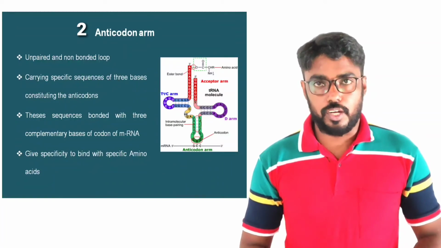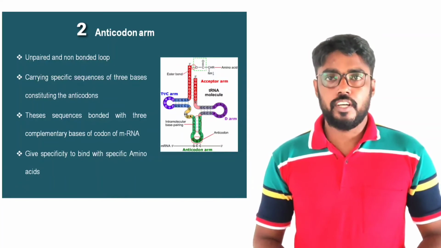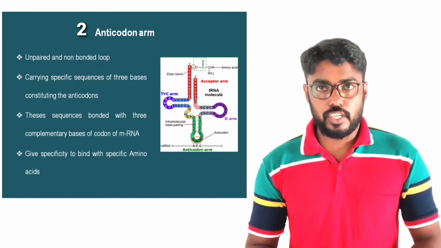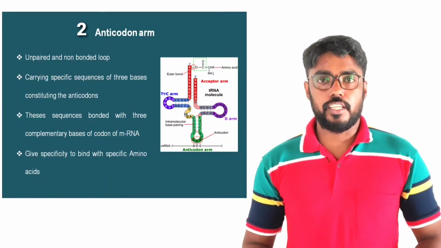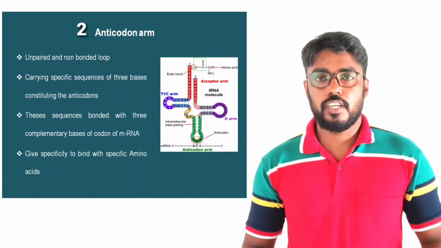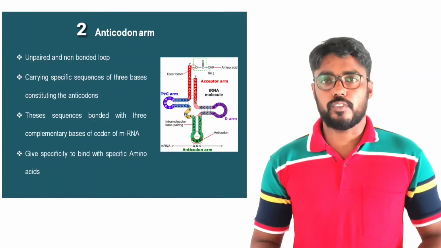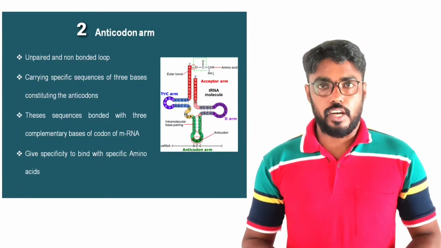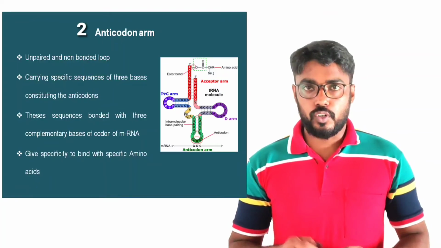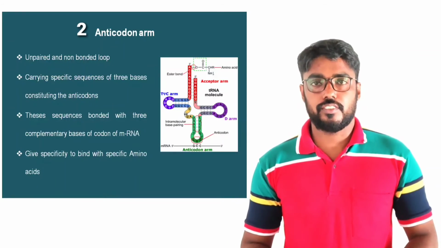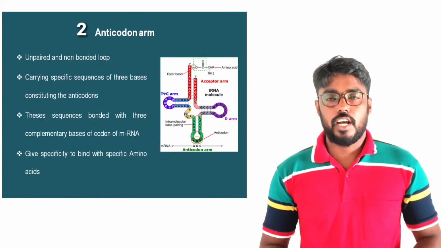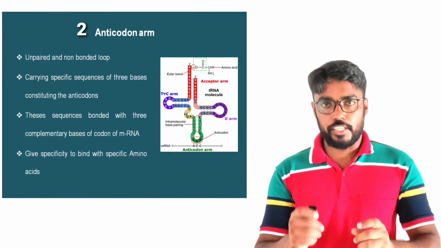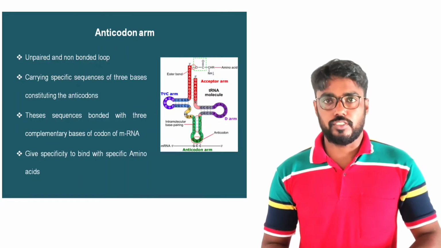Next is the anticodon arm. This anticodon arm has an unpaired non-bonded loop, and this anticodon arm carries 3 specific nucleotide bases that constitute the anticodon. And these 3 bases present in the anticodon arm will bind with the codon of mRNA during translation. And this anticodon arm gives specificity to tRNA to bind with specific amino acids.